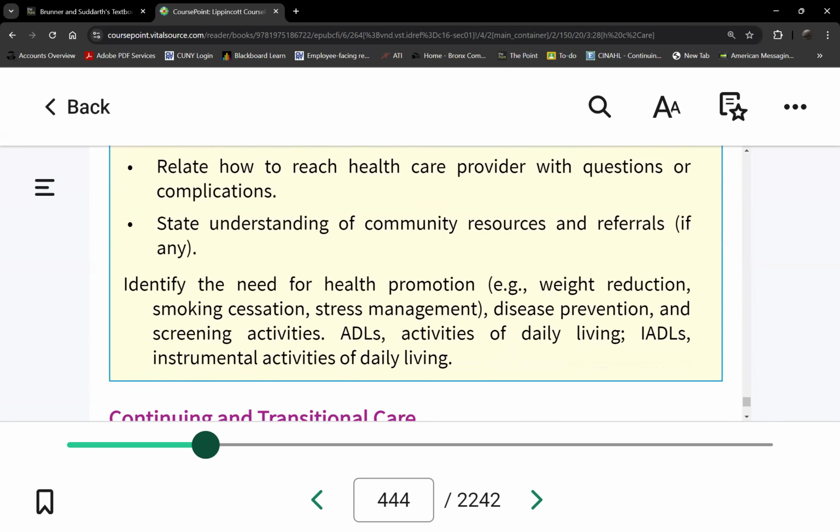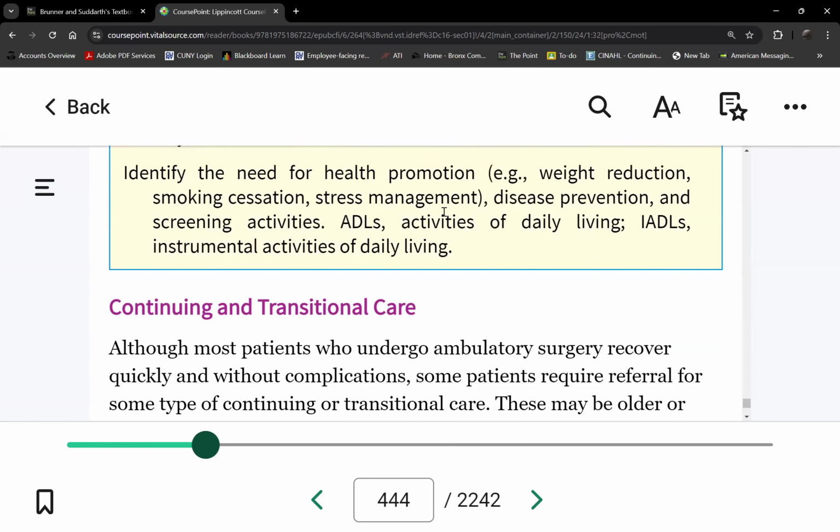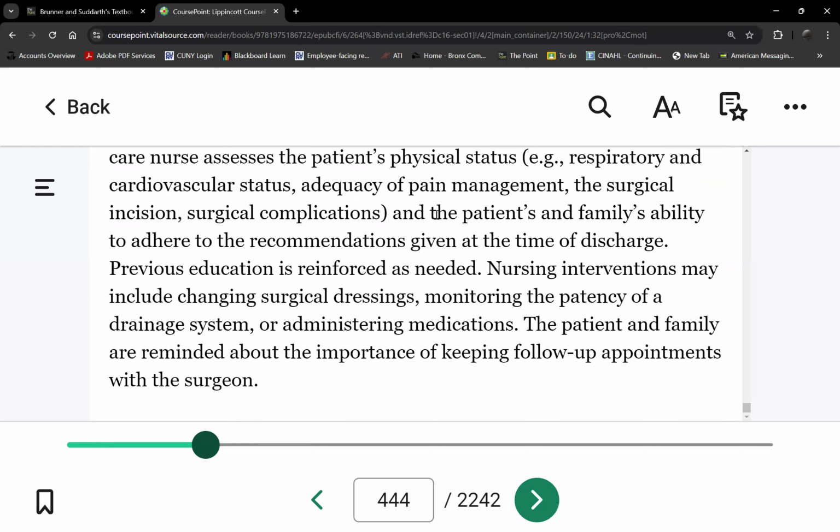Then, when to follow up with the surgeon. The surgeon is not the only provider for follow-up. The patient is also expected to see their PCP, their primary care physician, especially if they have chronic conditions that need managing as well. Because of course the surgery will affect diabetes, won't it? It will affect COPD or heart disease.